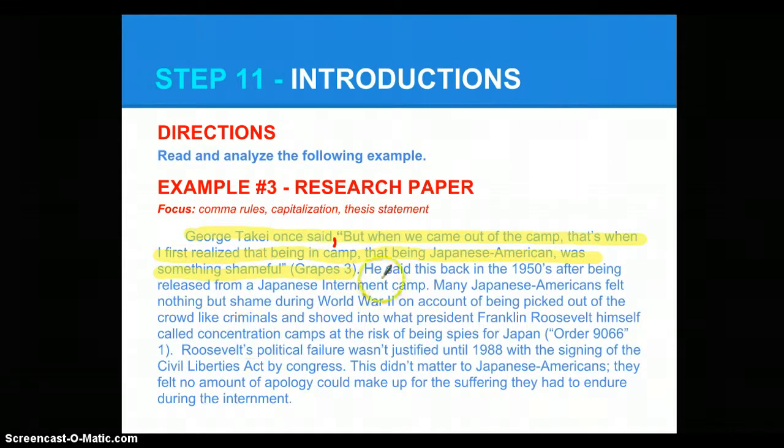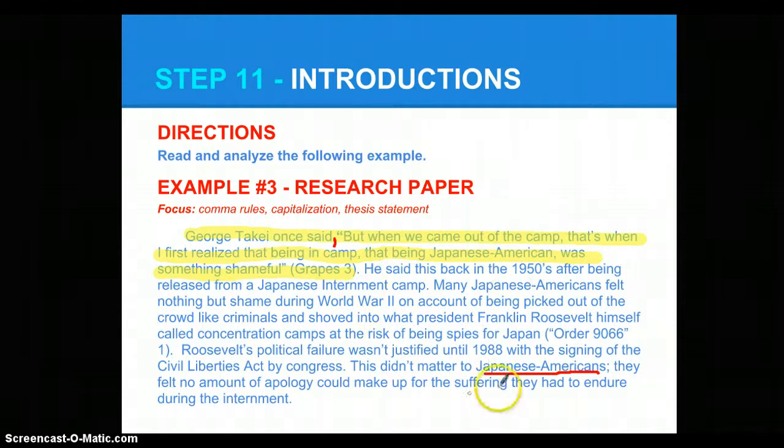Okay, if you read through the rest of the paragraph, they do have some more specific information. However, their claim needs a little more of a stance on it, because when they're talking about how the Japanese Americans felt no amount of apology could make up for the suffering, they're talking about all Japanese Americans, which is a generalization, and you want to avoid that. Okay, you always want to avoid generalizations.